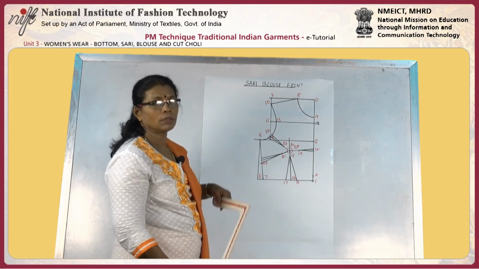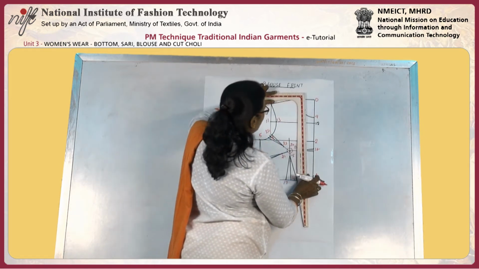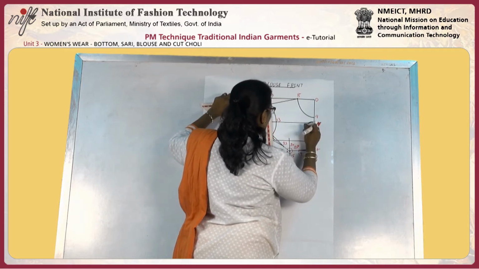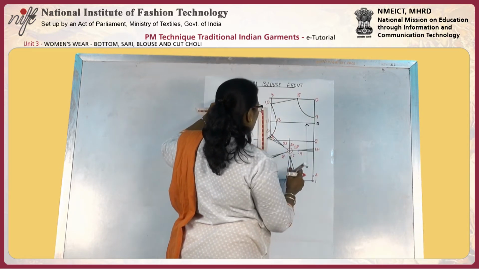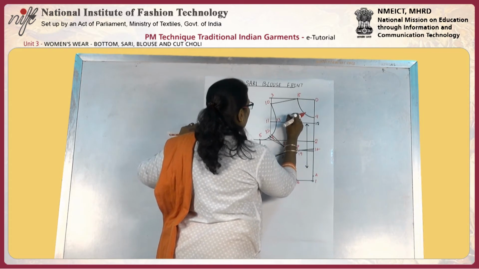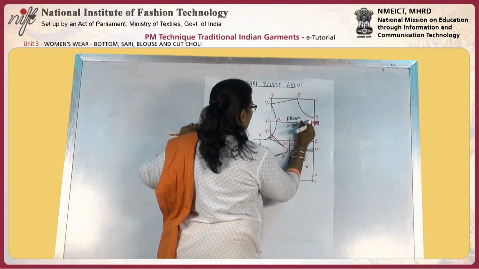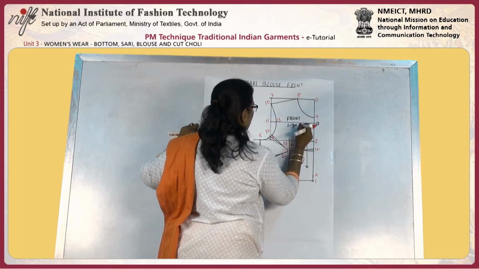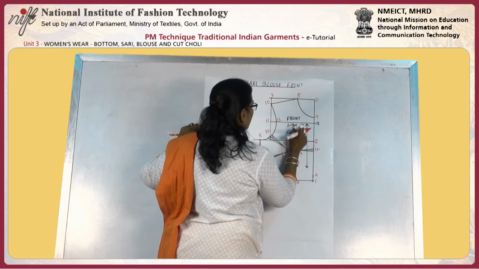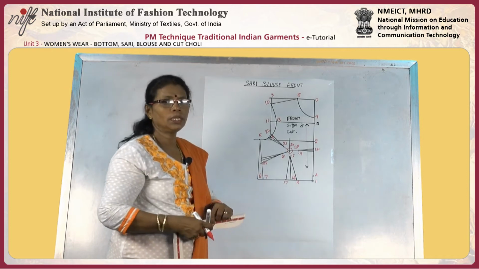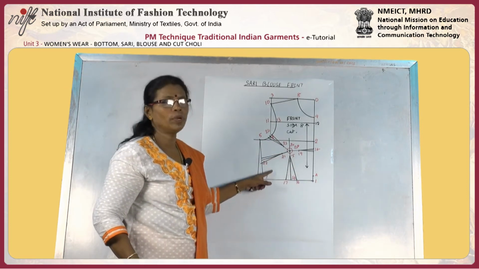And we need to draw the grain line, parallel to the center front, and this is the front part, and size 8, and front, if it is a front open, we should cut 2 pieces. That can be decided according to the open of the blouse.